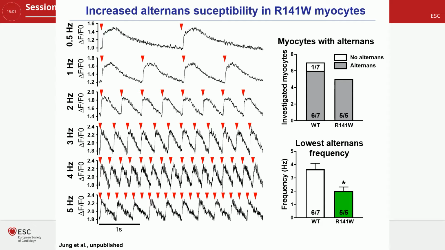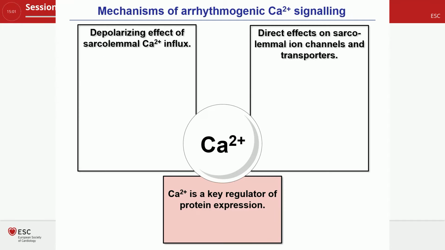And what happens in the mutated cells? More or less all of these cells develop alternans at a certain frequency. There was only one cell in the control group which did not develop alternans. But in the mutated cells with the higher calcium affinity, a much lower frequency was necessary to induce alternans. So these had a much higher susceptibility to calcium alternans, and we think this may be a mechanism which can also contribute to atrial arrhythmias in heart failure patients, and we will study this in the next years.